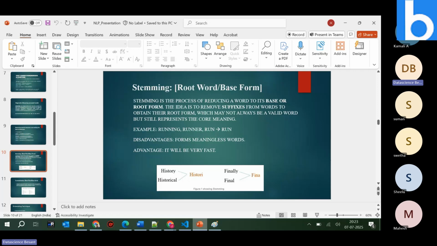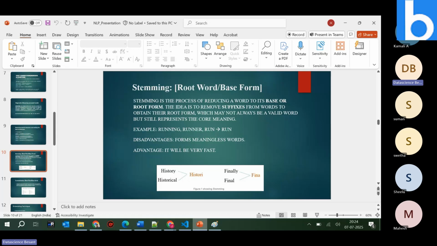But one disadvantage of stemming is that most of the time, when it brings a word to the root form, it does not care whether that word is part of the English vocabulary or not. If you see history and historical, it brings them to HISTORI, and there is no such word in English. And final brings a word to fina, which is not in the English vocabulary. It does the process very fast, but the only disadvantage is that it will not check whether the word is part of English vocabulary. But sometimes it brings the word to the correct format also.